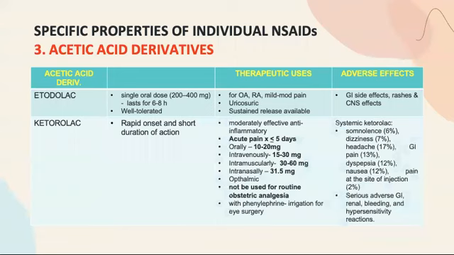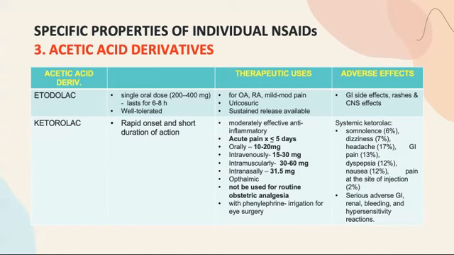Ketorolac is another acetic acid derivative and is a potent analgesic, but only a moderately effective anti-inflammatory drug. The use of ketorolac is limited to 5 days or less for acute pain and it can be administered orally, intravenously, intramuscularly, or intranasally. Typical doses are 30 to 60 milligrams IM, 15 to 30 milligrams IV, 10 to 20 milligrams oral, and 31.5 milligrams intranasal. Pediatric patients aged between 2 and 16 years may receive a single IM dose of 1 milligram per kilogram up to 30 milligrams, or IV dose of 0.5 milligram per kilogram up to 15 milligrams, of ketorolac for severe acute pain.